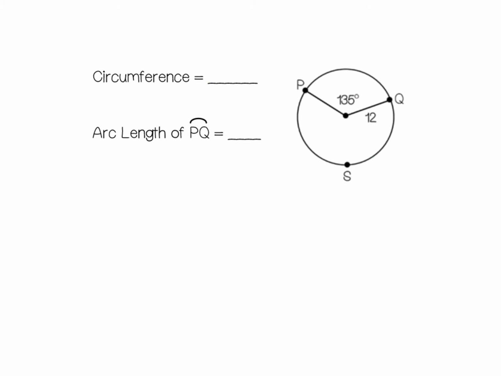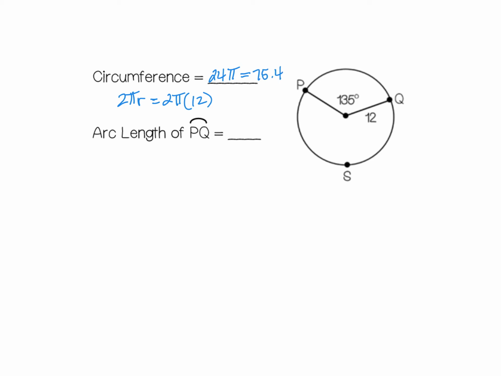Here we're first asked to find the circumference. So circumference is defined as 2 times pi times the radius, so 2 pi r. In our case, r is 12, so this will be 2 times pi times 12, and that gives us 24 pi as an exact measurement. But if I were to type that into a calculator, that's approximately 75.4.